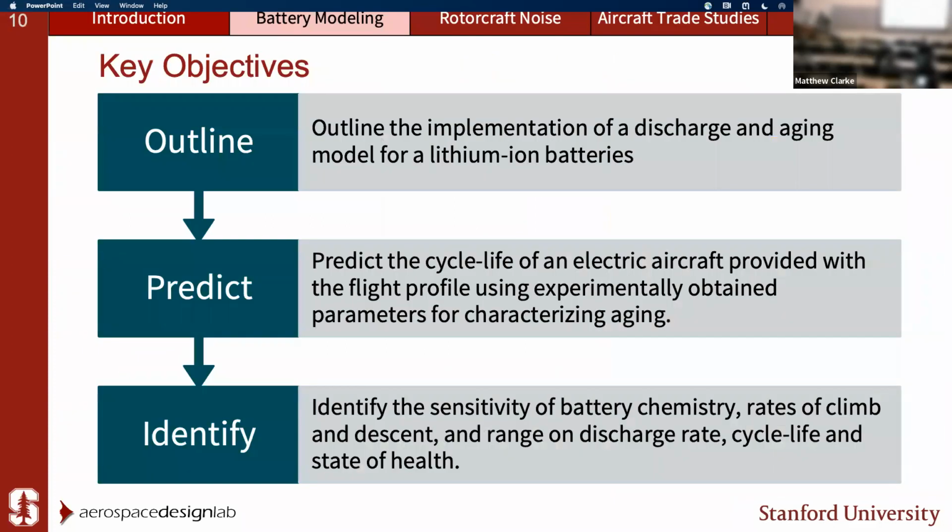So with that being said, the key objectives in the aerospace world: we need to first outline the implementation of not only a discharging model, but an aging model. Then, can we predict the performance of the aircraft over time? And then lastly, most importantly for the systems level, so this is where the FAA comes in, how can we identify the sensitivities of rates of climb, of performance, of temperature on the state of health of the battery?